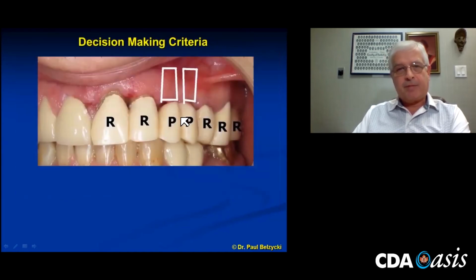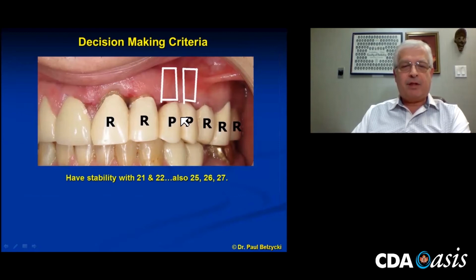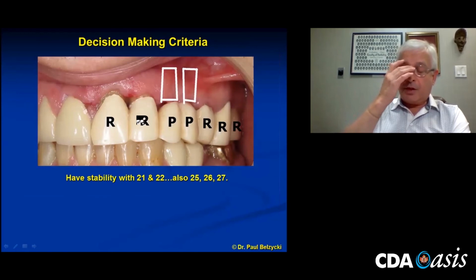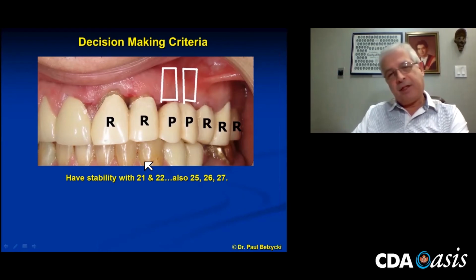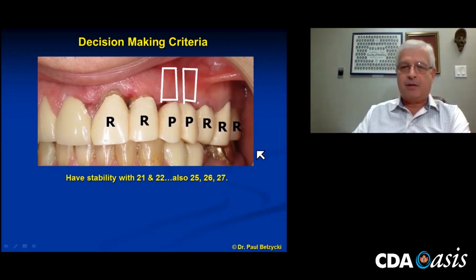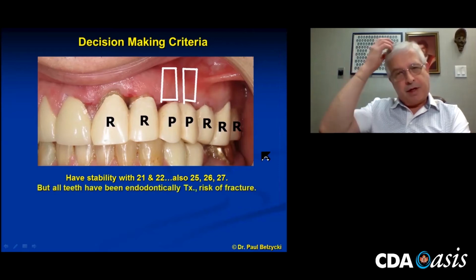So I sat with him and I said, we have to make a critical decision now. What will be the final design of the restoration? Because we have stability of these two teeth, the 21 and the 22. Somebody took me to task on a previous presentation that it didn't say tooth 2-1 and tooth 2-2. I'm sorry, I'm using it interchangeably. But we've got these two teeth, which I would like to restore again with two splinted crowns. I can restore this segment with some splinted crowns.